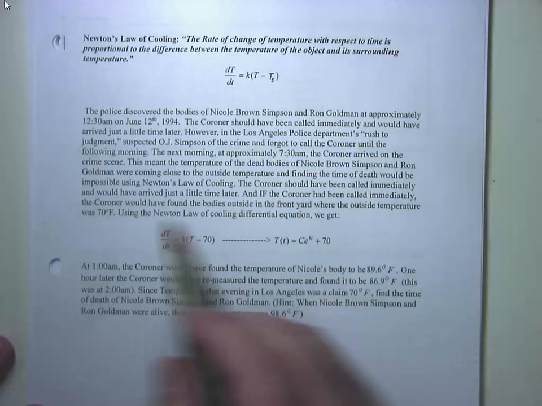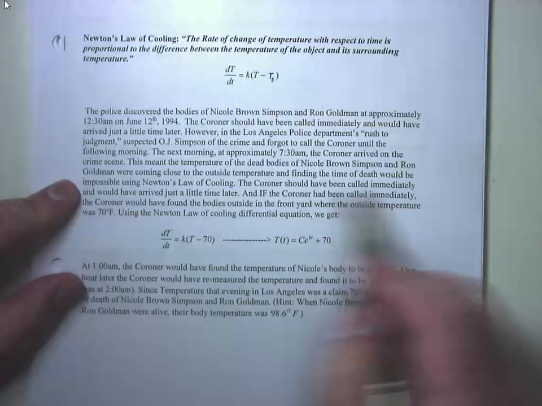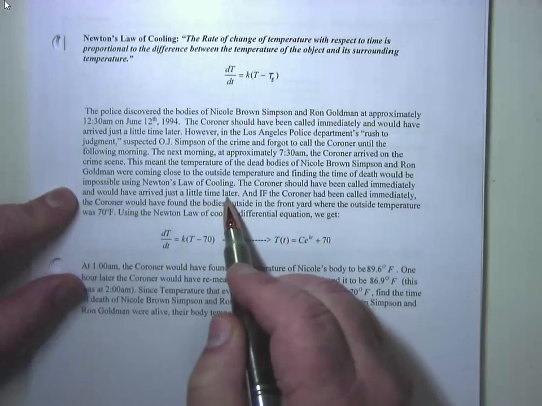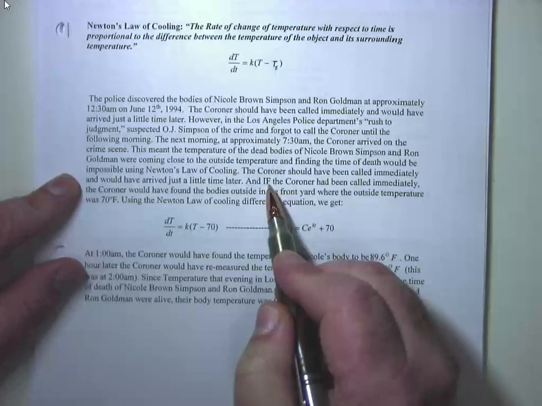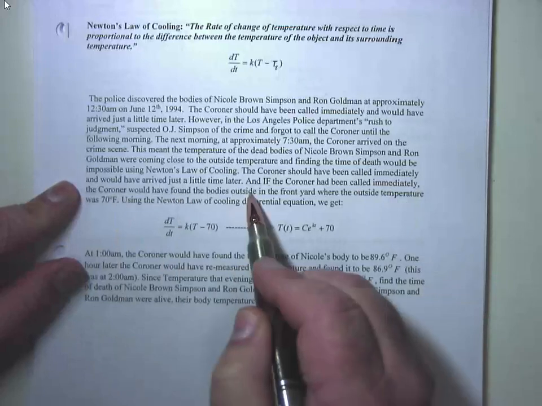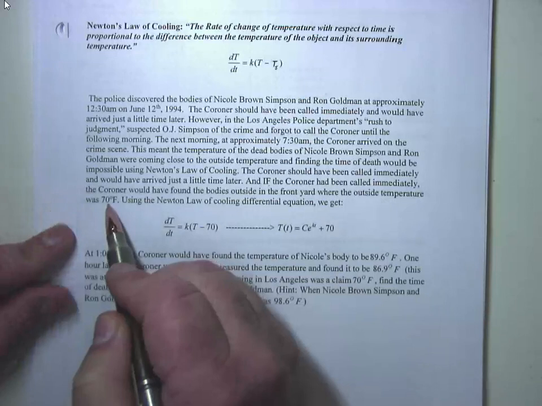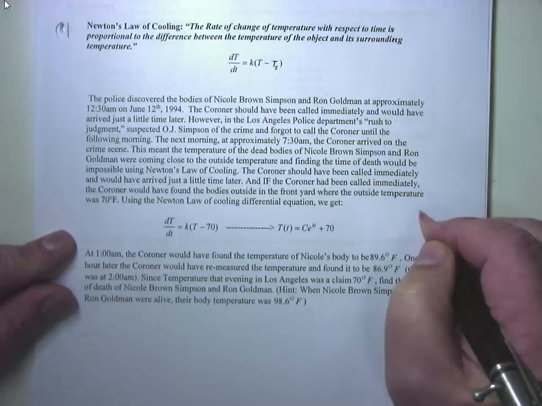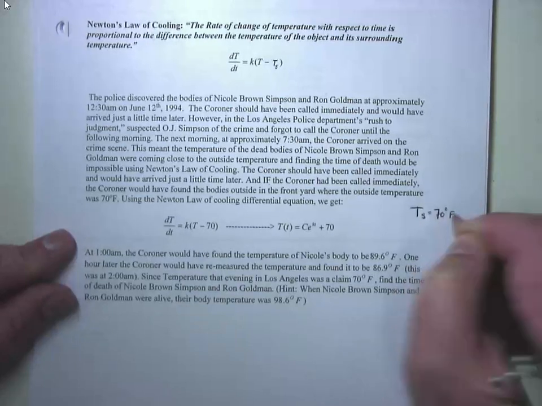So if the coroner had been called immediately, and that's a big if, here comes my problem. I just made up some data here. The coroner would have found the bodies outside in the front yard where the outside temperature was 70 degrees. So there's my first piece of information: the surrounding temperature is 70 degrees Fahrenheit.